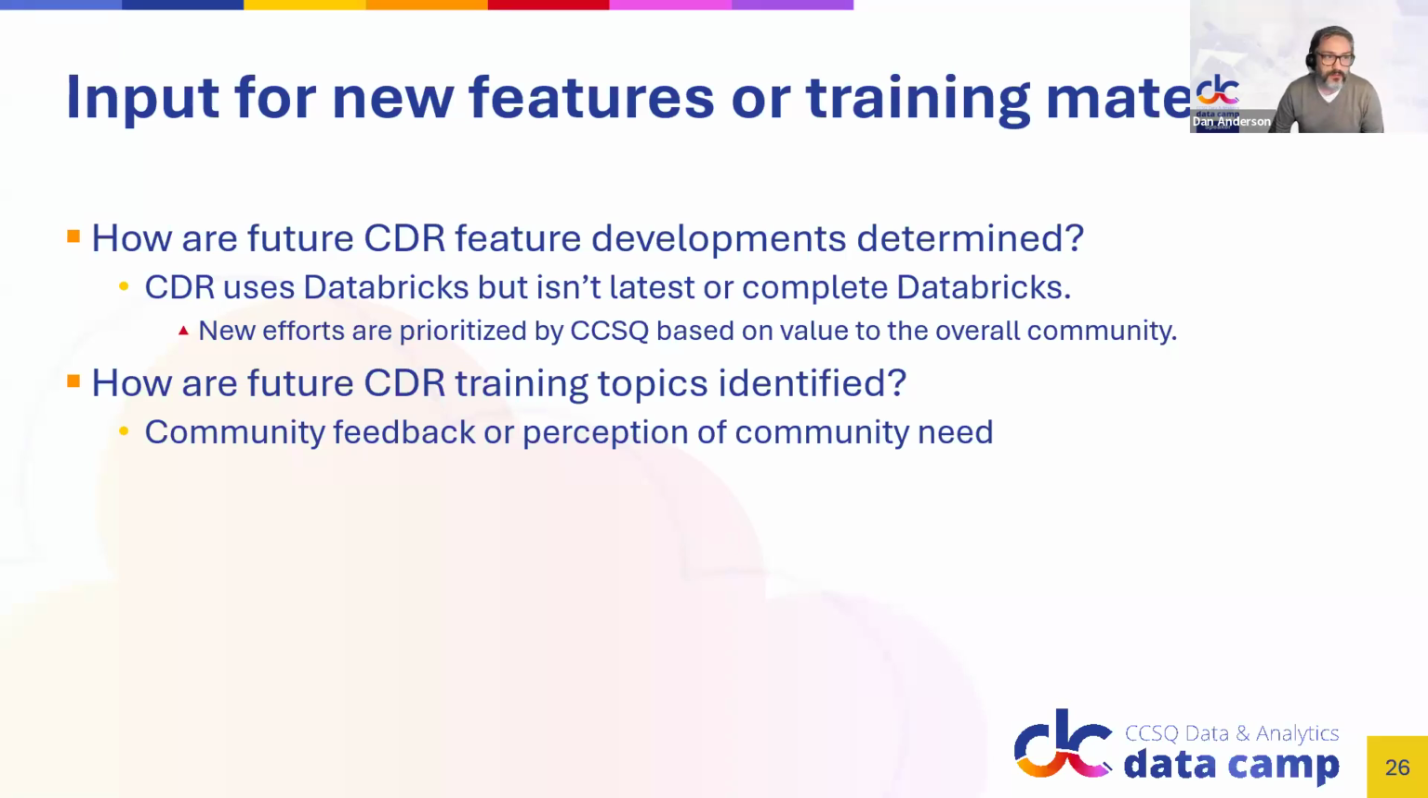Likewise, I'm part of the user services team. We focus on creating training content. How do we determine what training topics we focus on next? Honestly, it's based on community feedback or our perception of community needs. Our perception of community needs usually means we look at what are some frequent help desk issues that we've been seeing? But that's just our best guess.